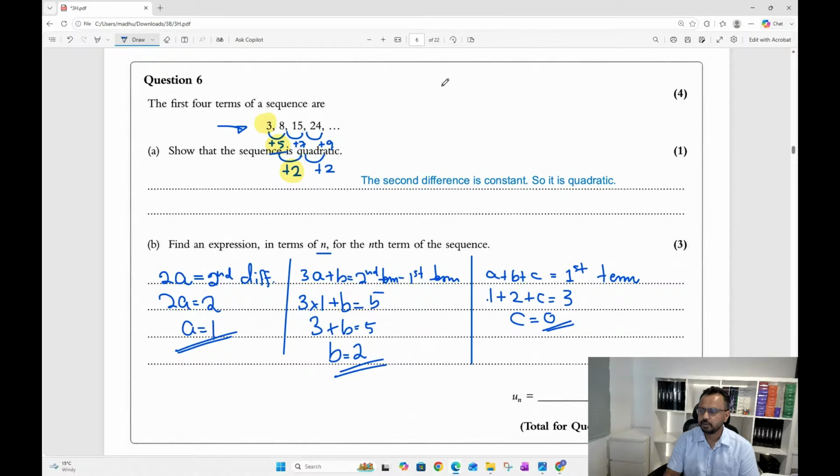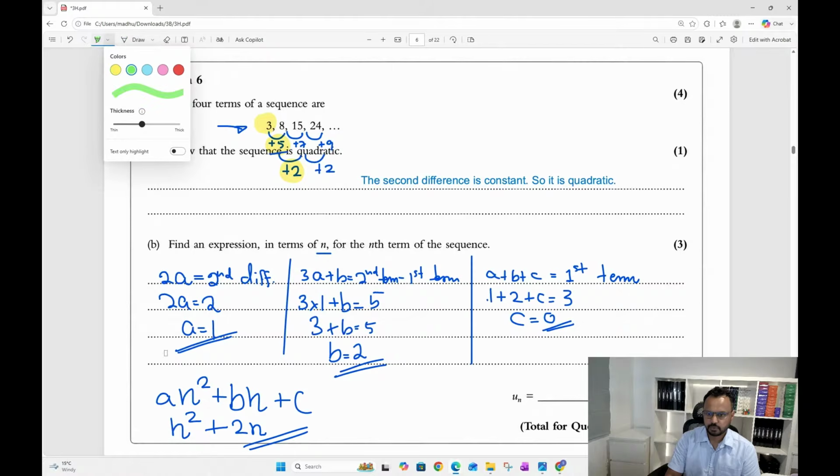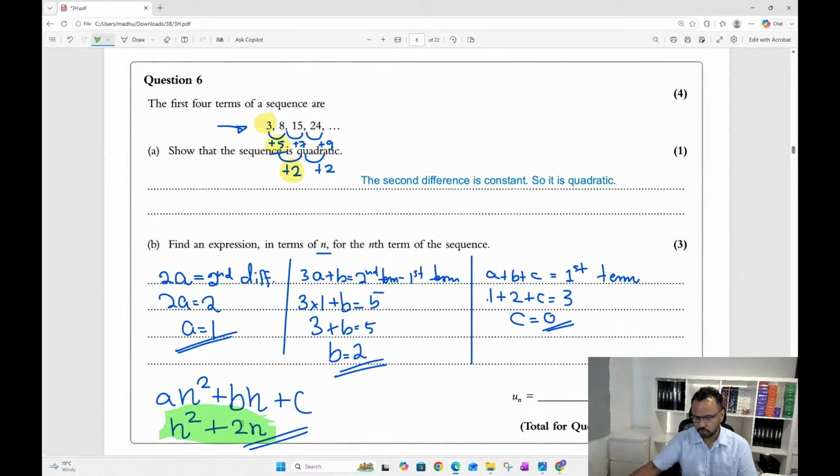Now, guys, remember the form of the quadratic expression is an squared plus bn plus c. Now, what do I need to do? a is 1, so substitute 1 here. So 1n squared is n squared. b is 2, 2n. c is 0, I don't need to write it. So the final answer is n squared plus 2n. If you got that, you'll get full marks. And I can see loads of you got this one.